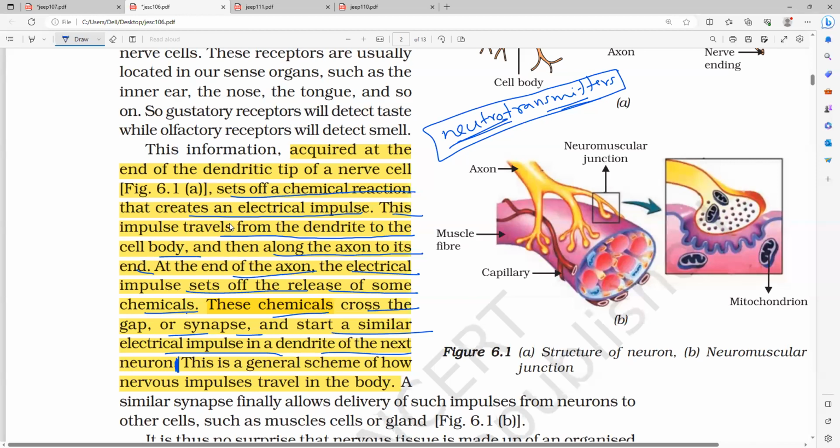Instead of here, you write the information. The information acquired at the end of the dendritic tip of a nerve cell sets off a chemical reaction. Understand, Mitakshri? Now it will be perfectly matching, you can see. The information acquired at the end of the dendritic tip of a nerve cell sets off the chemical reaction that creates an electrical impulse. These impulses travel from the dendrite to the cell body and along the axon to its end. At the end of the axon, the electrical impulses set off the release of some chemicals. These chemicals cross the gap of the synapse and start a similar electrical impulse.